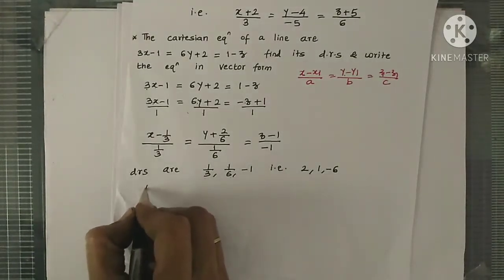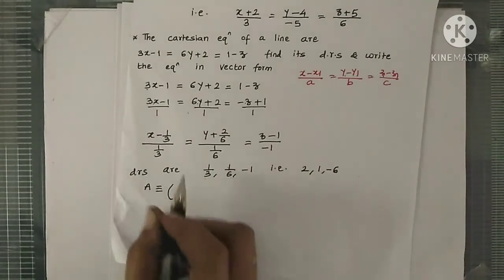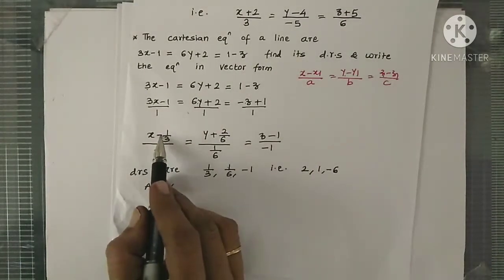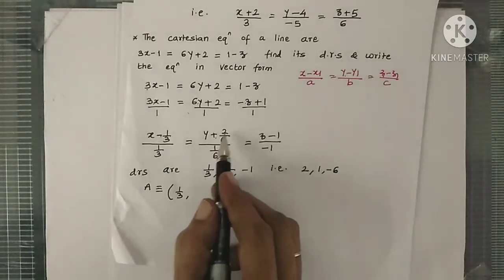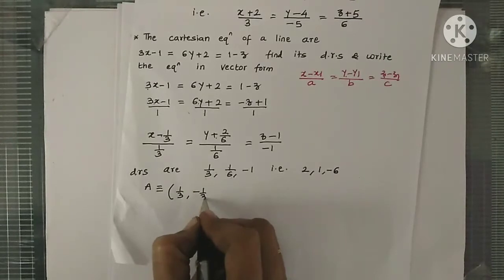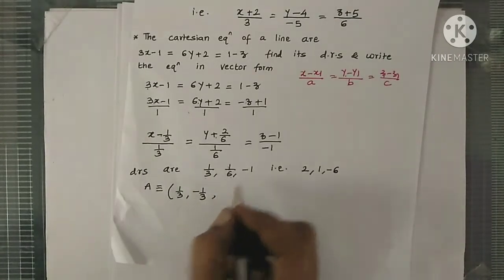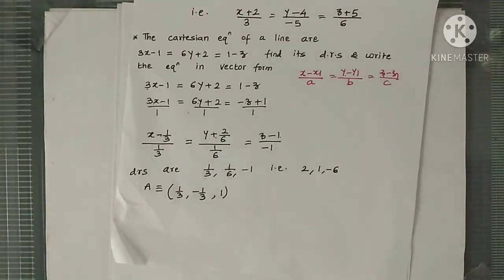Now let's write a point on the straight line. For the point on the straight line, we have to change the sign here. It is minus sign here. So we have 1 by 3. Here changing the sign, it is 2 by 6, but 2 by 6 is the same as 1 by 3, and changing the sign, it becomes minus 1 by 3. And the last one is 1. Okay, so this is a point on the straight line.